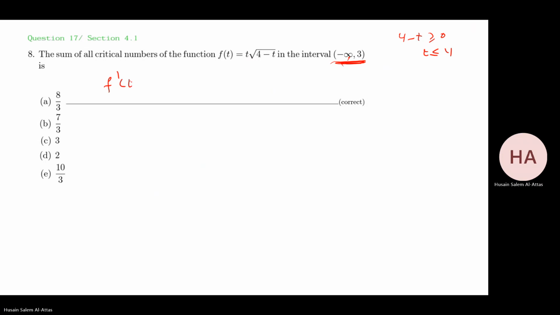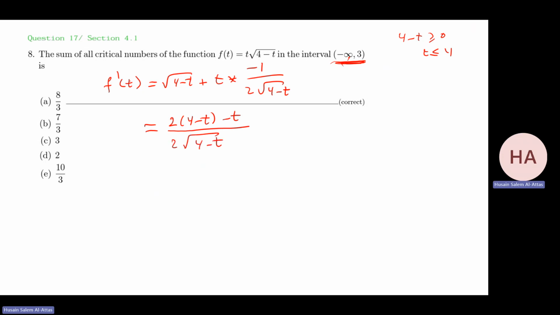So f prime of t will be square root of 4 minus t plus t over 2 root 4 minus t times minus 1. And that will give me what? 2 times (4 minus t) over 2 root 4 minus t. And that means what? I have 8 minus 3t over 2 root 4 minus t. Okay, so f prime at c equals 0, I see t equal 8 over 3, which is in the interval.